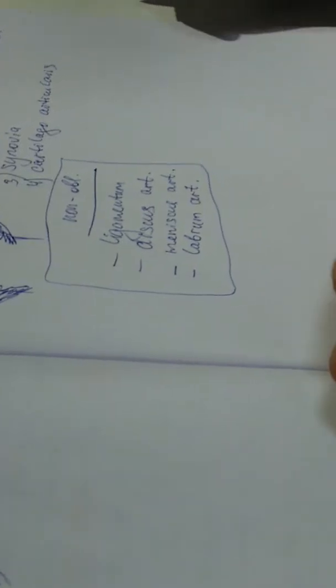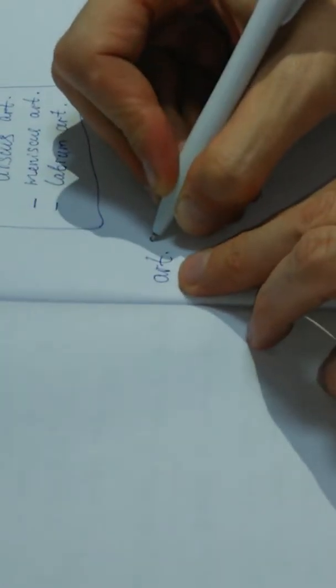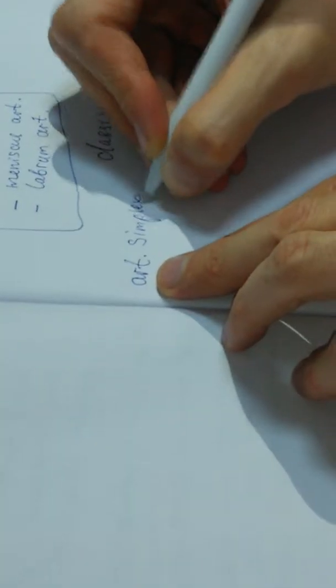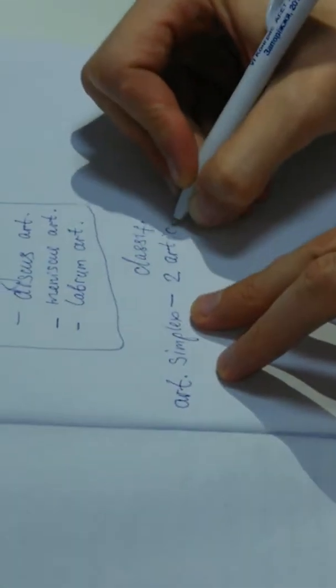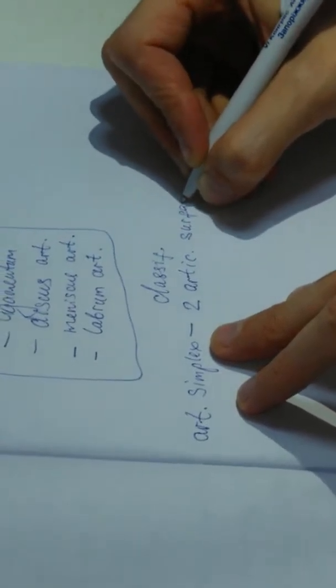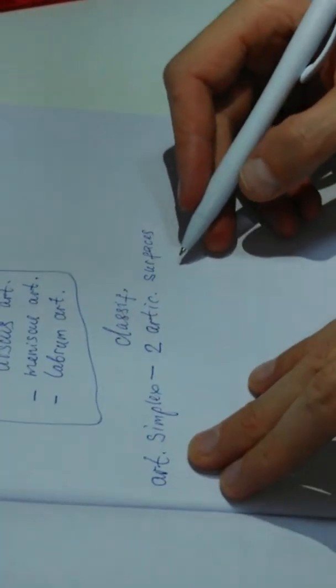Classification of joints. First, articulatio simplex. Simple joint. Articulatio simplex means an articulation which consists of only two articular surfaces. Only two facies articularis form this joint.